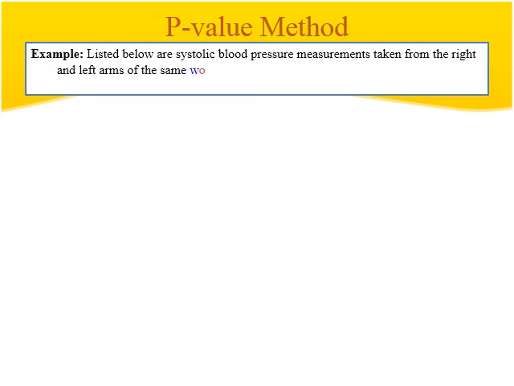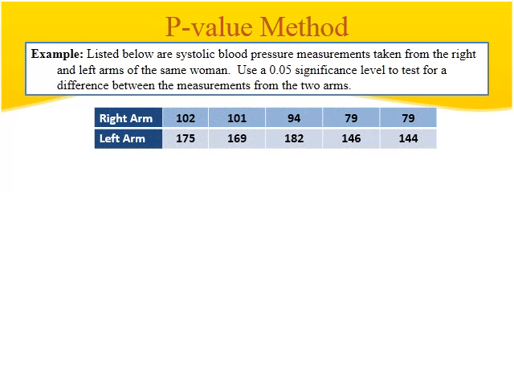Listed below are systolic blood pressure measurements taken from the right and left arms of the same person. So use a 0.05 significance level to test for a difference between the measurements from the two arms. So notice that our claim is that there is a difference between the measurements from the two arms. If you look at our data, each column represents one person, and we took the measurement in their right arm and then the measurement in their left arm. We did this for 5 people.